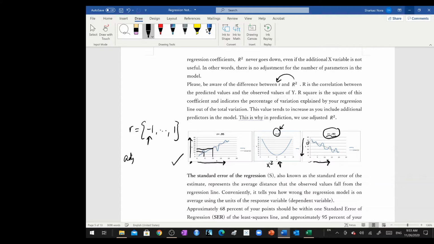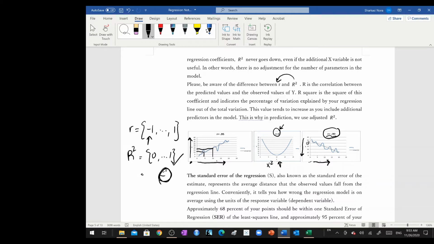All right. Now for adjusted R squared, or let's talk about R squared first. R squared ranges from 0 to 1. Adjusted R squared, in principle, should range from 0 to 1, but sometimes it could be negative. In this case, negative indicates a problem with adjusted R squared.